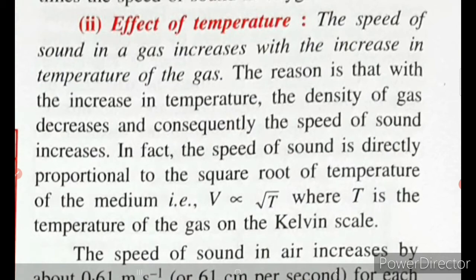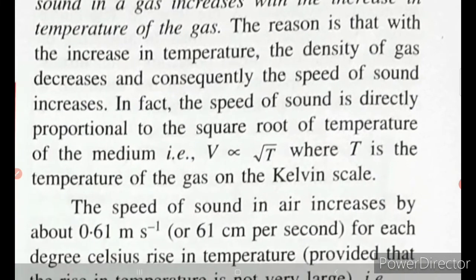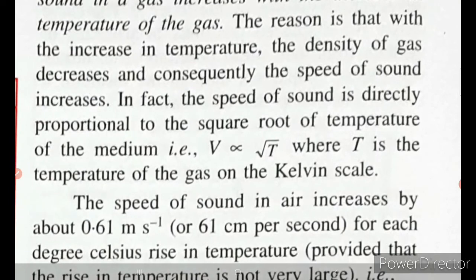So it is directly proportional. In fact, the speed of sound is directly proportional to the square root of the temperature of the medium. So the speed of sound V is directly proportional to the square root of T, where T is the temperature of the gas on the Kelvin scale. Now the speed of sound in air increases by 0.61 meter per second or 61 centimeter per second for each degree Celsius rise in temperature.